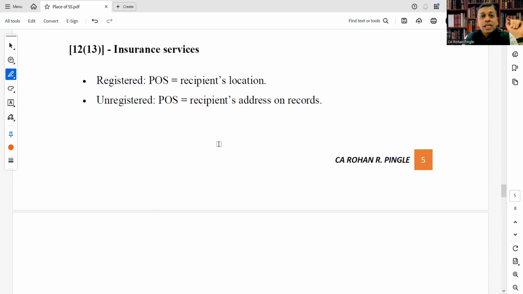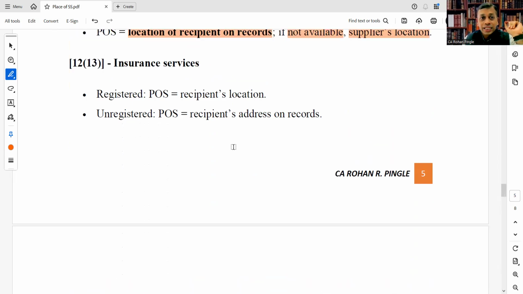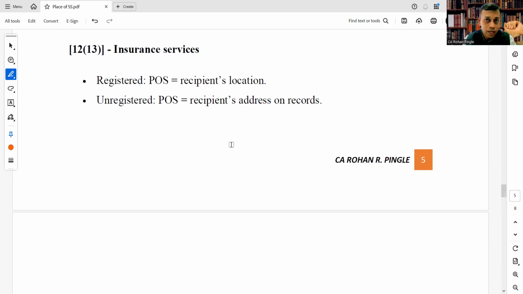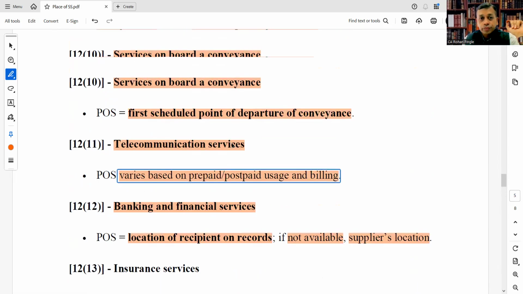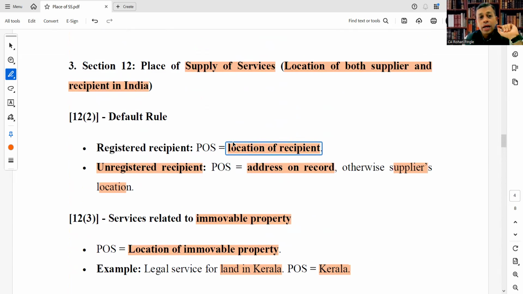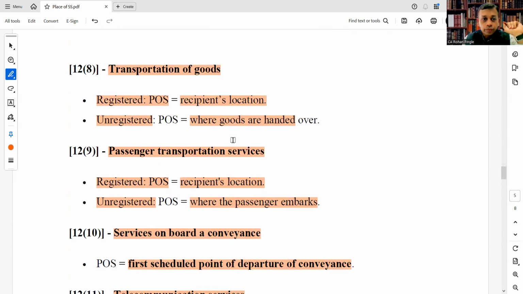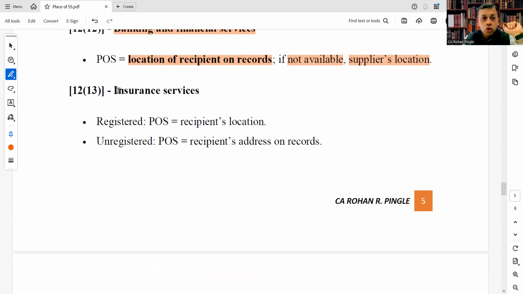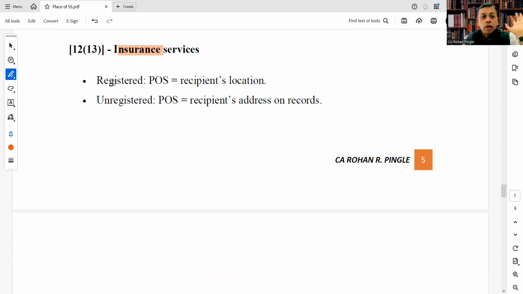Now move on to subsection 13 of section 12, insurance services. This is the last subsection of section 12 that we are going to learn, that is providing of services where the location of both supplier and recipient is in India. What is 13? Insurance services. If registered recipient, place of supply will be the recipient's location. In case of unregistered, place of supply will be the recipient's address on records.